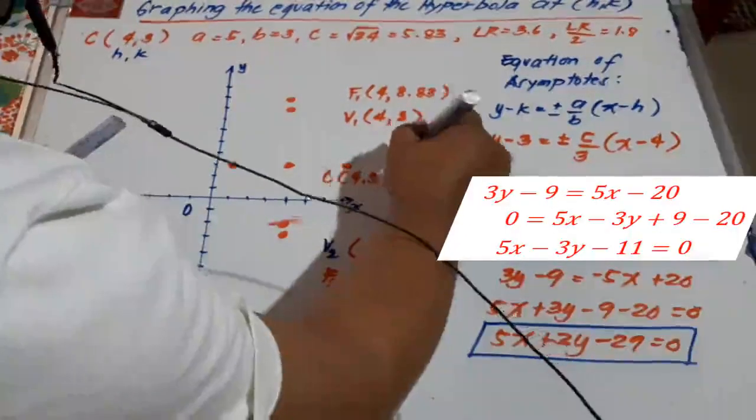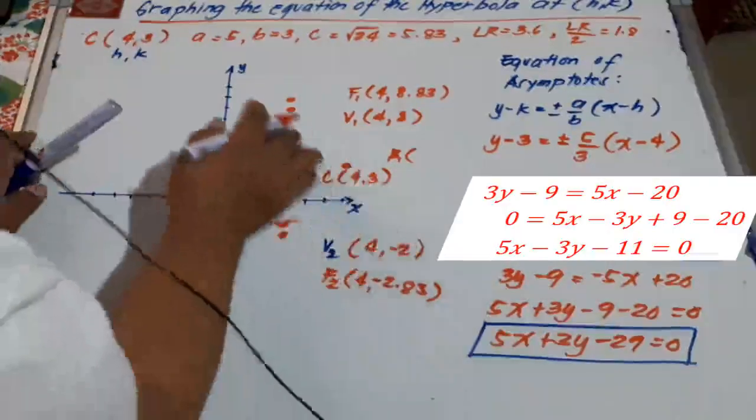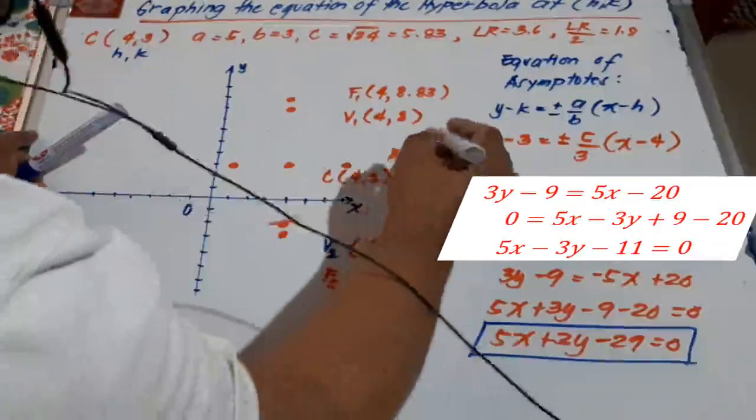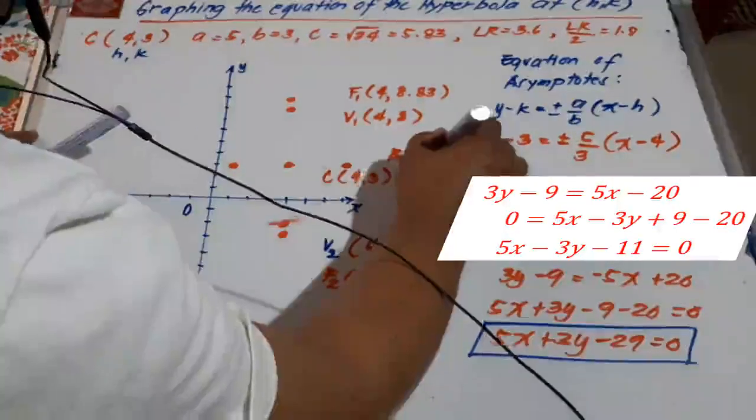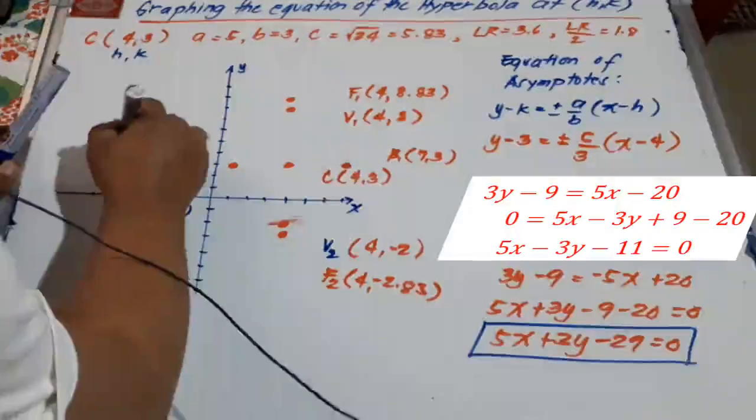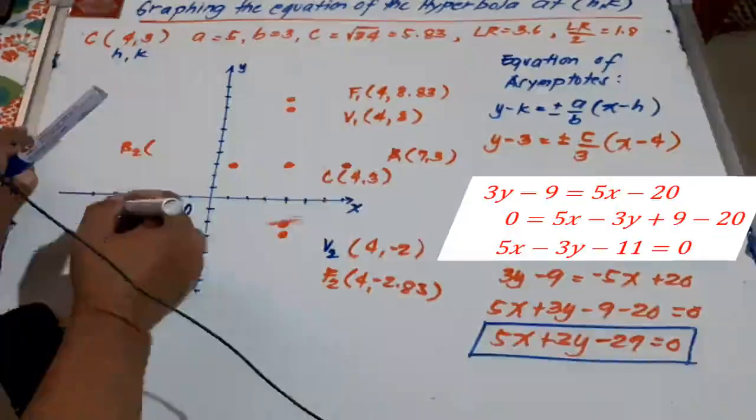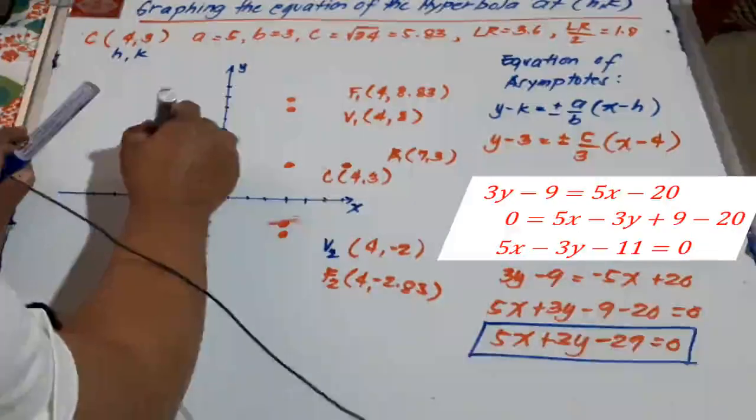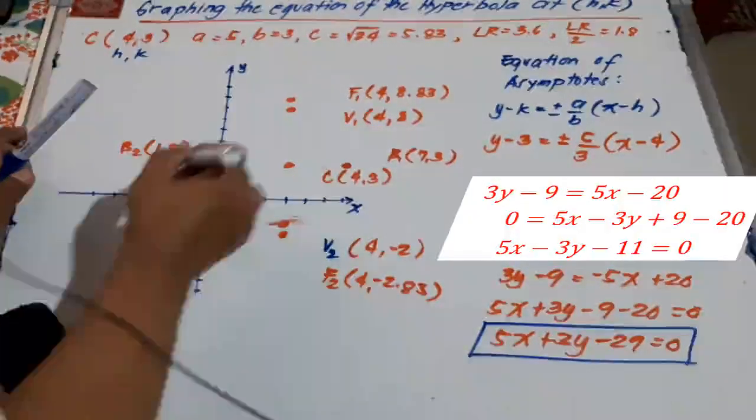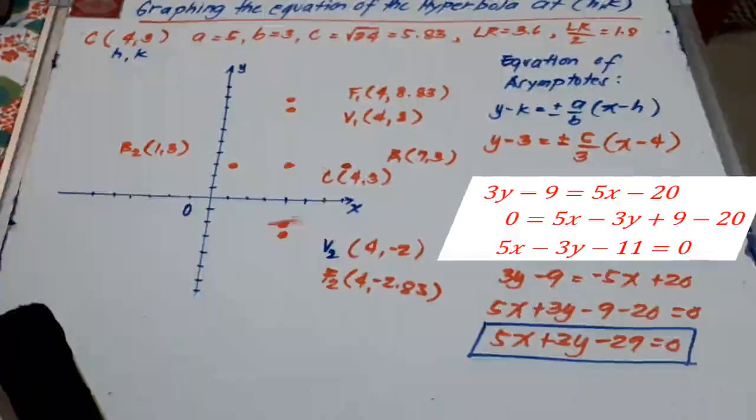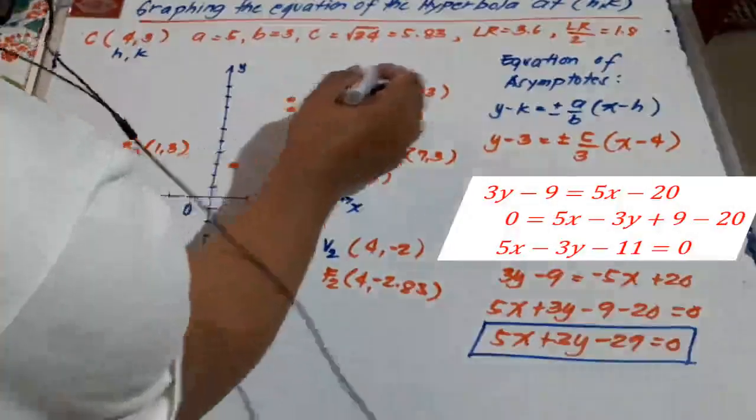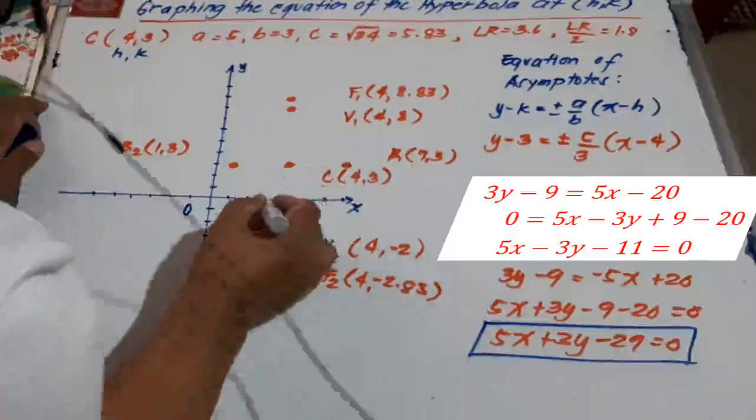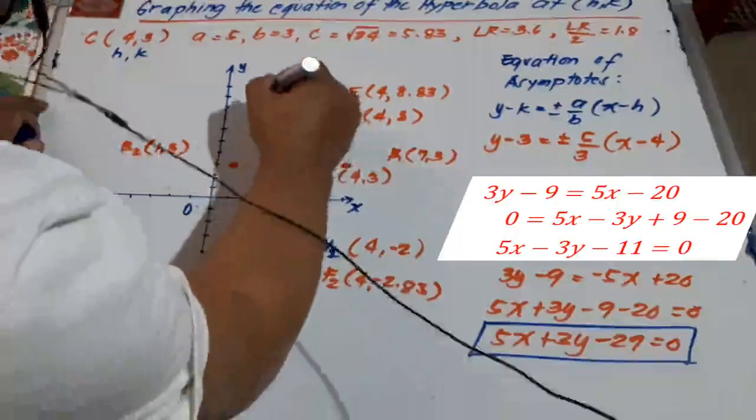This is B1. Nagdagdag ka lang ng 3 units from the abscissa of the center. So, that will be 7, 3. Dito naman, nagsubtract ka lang ng 3 units from 4. So, that will be 1, 3. Okay. Now, endpoints of the lateral recta. So, starting from the foci, bibilang naman tayo ng 1.8. So, 1.8 dito. So, 1.8 somewhere here.